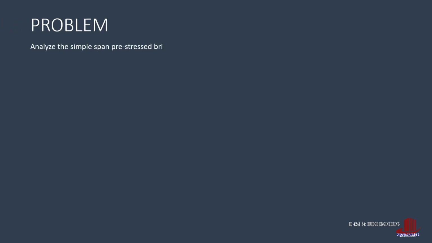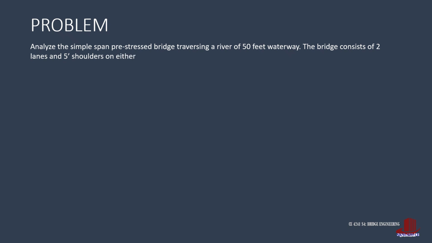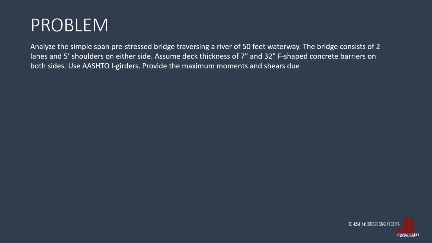We are to analyze the geometry and loading of a simple span pre-stressed bridge which spans across a river of 50 feet width. The bridge shall have 2 lanes and 5 feet shoulders on either side. We are to use deck thickness of 7 inches, and there are 32-inch F-shaped concrete barriers on both sides. We are to use AASHTO I girders.